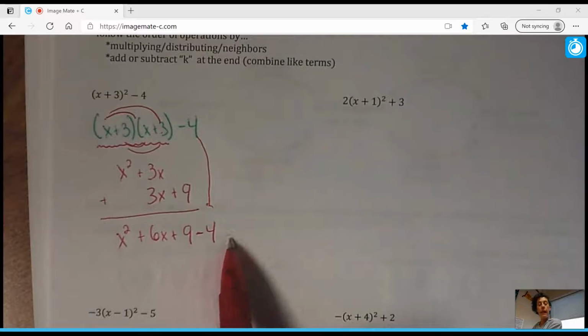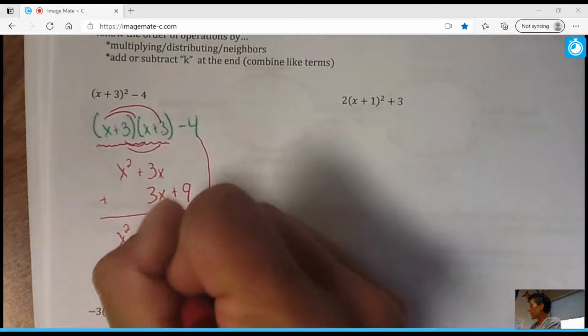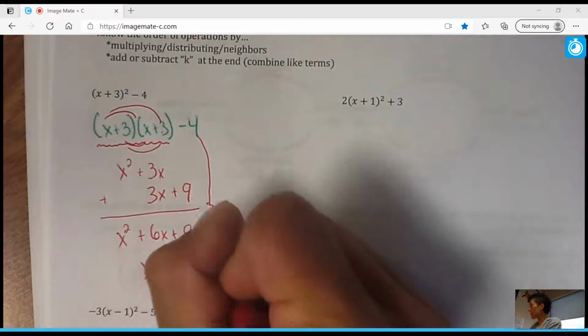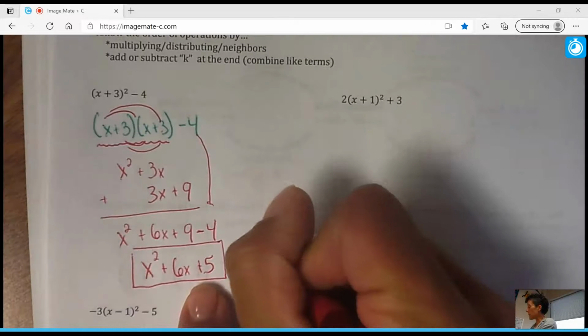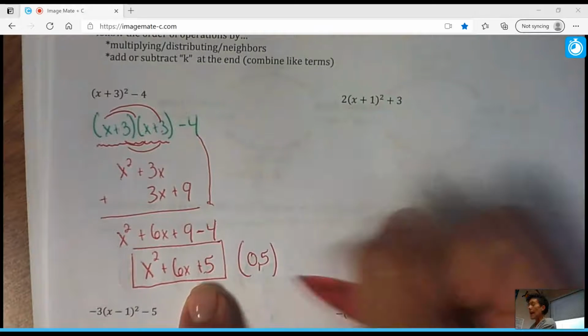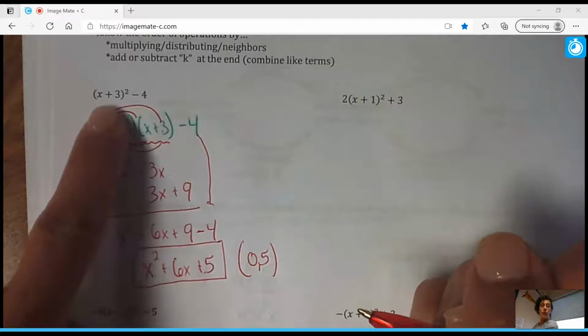So I'm just going to do this 9 minus 4. So when I'm done, I have x squared plus 6x plus 5. And so now I can see the y-intercept. It's 0, 5. And then in vertex form, you can see the vertex.